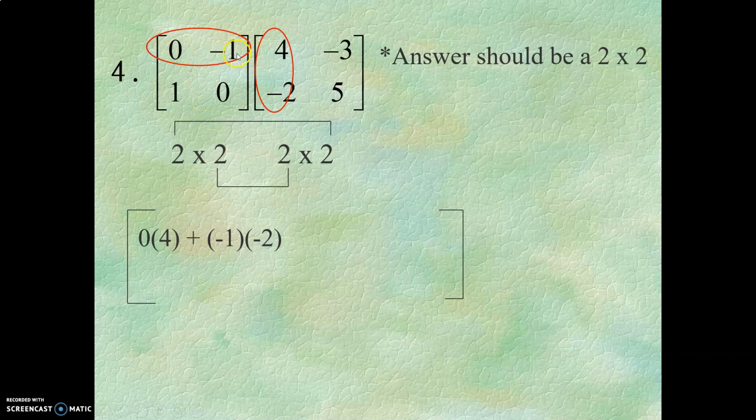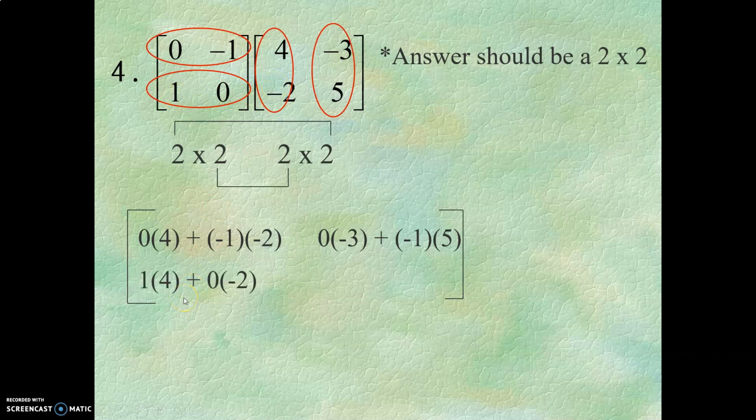0, negative 1 gets paired up with 3 and 5 this time. So 0 times 3, negative 1 times 5. And that's going to go into my first row, second column answer, because I was using my first row and the second column. And again, we have a 1 times 4, 0 times negative 2. So I'm going to match up my second row, first column, and that's going to give me the second row, first column pair.